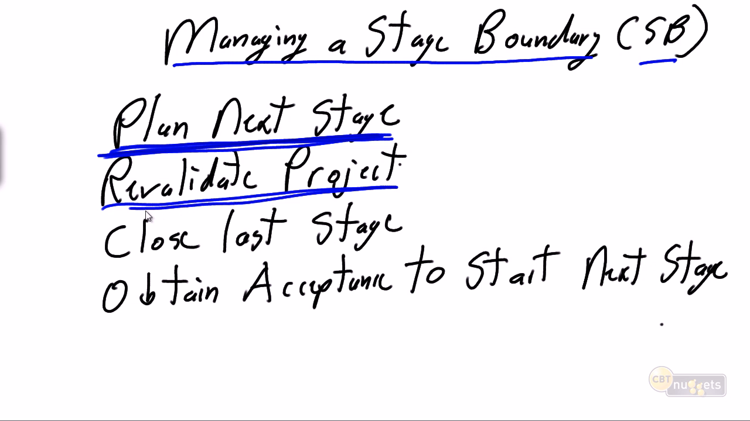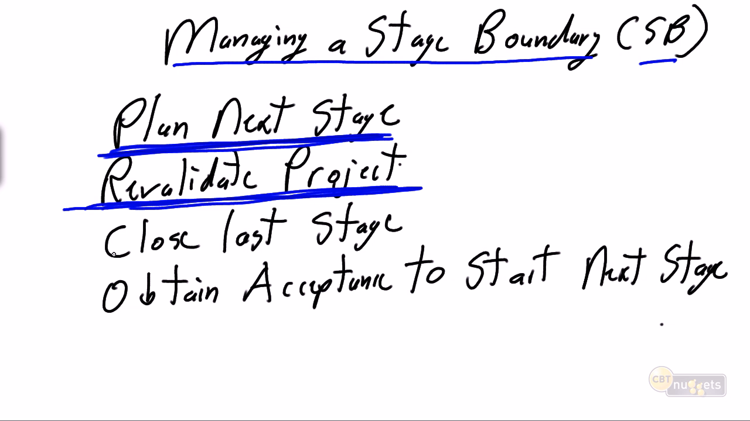So this is where we reevaluate and refresh the business case. This is where we revalidate and refresh the cost-benefit analysis. This is where we revalidate, refresh, and reconfirm the organization's commitment to the project. This is the forward-focused aspect of managing the stage boundary.